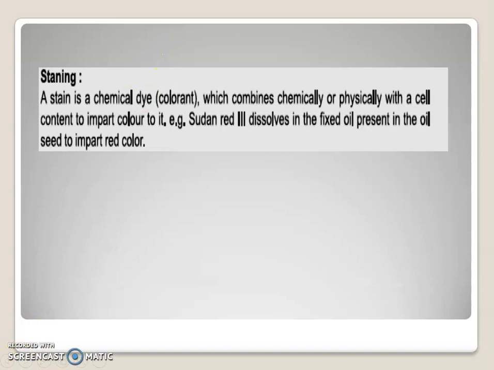Then comes, after taking the section, we have to stain that section. Stain is a chemical dye or a colorant which combines chemically or physically with the cell content to impart the color. For example, we are going to see Sudan 3. Sudan 3 is a staining reagent which will dissolve in fixed oil present in the seed. It will give the red color, which will indicate the presence of fixed oil.